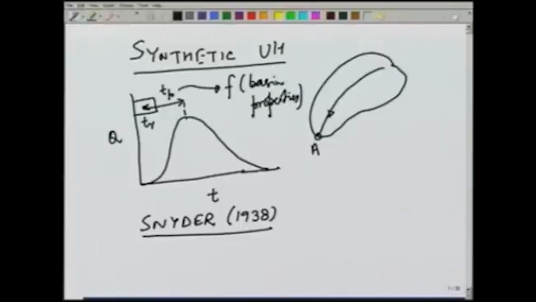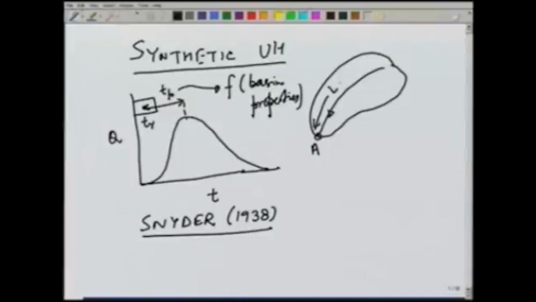What Snyder did was the basin properties he described in terms of two main variables: length of the basin, this is from the point A, the outlet point, to the water divide along the stream. So, this length is not a straight line distance between 2 points, it is along the stream, curving length L. The other parameter which he chose was based on the centroid of the area. So, if this point C is the centroid of the catchment area, then the point directly opposite the centroid on the stream, let us call this point C prime. The distance of C prime from A again along the stream was termed as length to the centroid, and we would write it as LC.